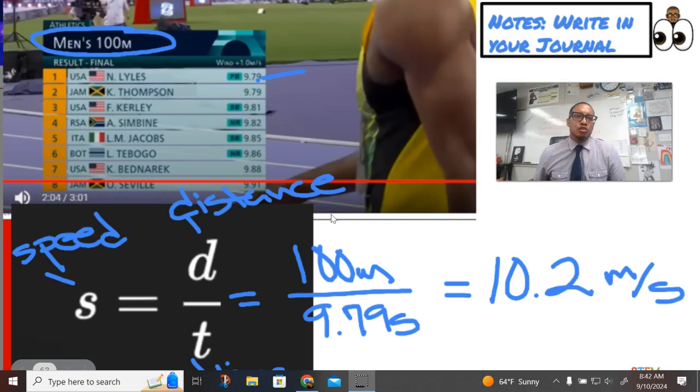So we used the speed formula. Speed is equal to distance divided by time. By the way, you are going to need to memorize that, okay? This formula is not too crazy. Again, it's speed, so S is equal to D divided by T, and this line right here is the division line. We did 100 meters divided by 9.79 seconds, and then we got 10.2 meters per second. That's how fast they were traveling.